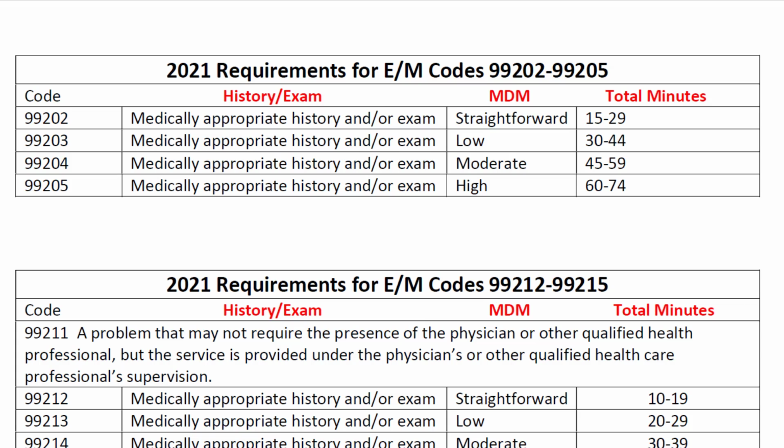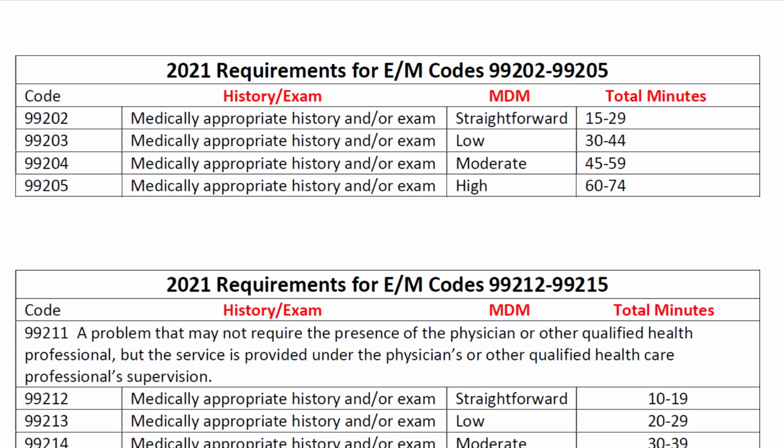As you can see from the chart here, if you go right over to history and exam, all they tell us is medically appropriate history and/or exam. They're not being specific about that. They don't really care much about that. However, we still have to do a medically appropriate history and exam, so don't think you're going to get away without doing that. You're a doctor anyway, damn it. Do the exam. Go over to the right side and you'll see total minutes. 99202 is 15 to 29 minutes. 99203 is 30 to 44 minutes. 99204 is 45 to 59 minutes, and 99205 is 60 to 74 minutes.